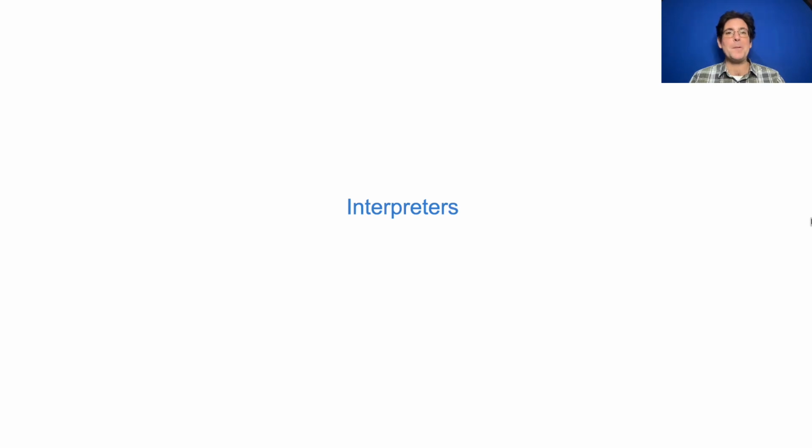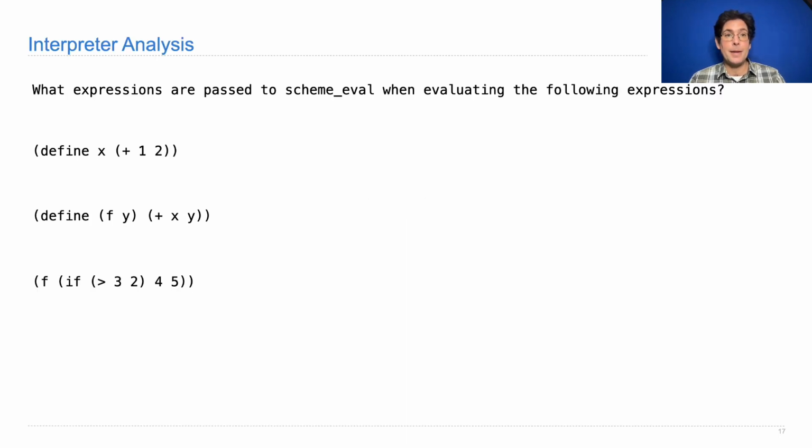Let's talk about what I'd like you to know about interpreters. You built an interpreter, but do you know how it works? One way to analyze how an interpreter works is to ask which expressions are passed to scheme eval when evaluating a combination, that is, a compound expression. That really depends on what kind of expression is being evaluated.